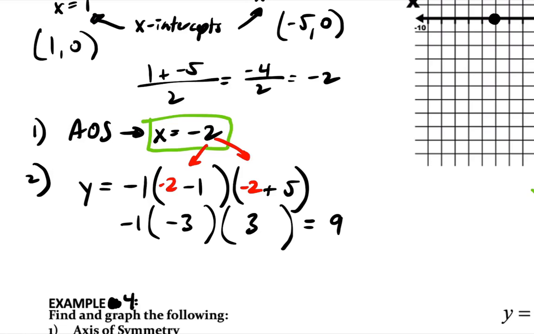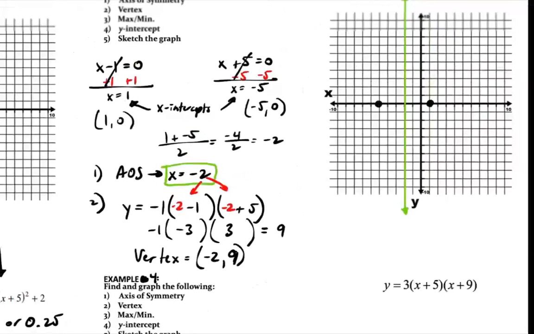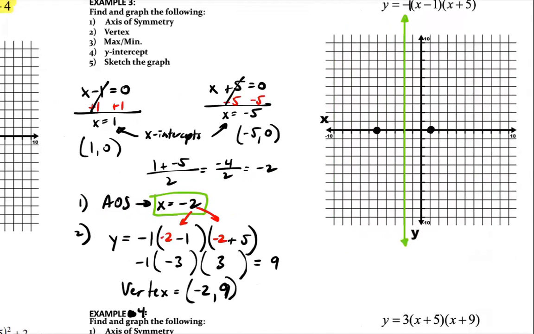So now I know my vertex is going to be at (-2, 9). I know it's at -2 because it has to be on that green line. So I'm going to go up 1, 2, 3, 4, 5, 6, 7, 8, 9.